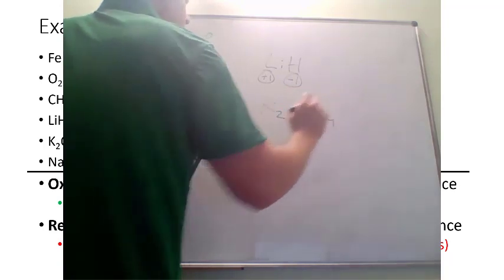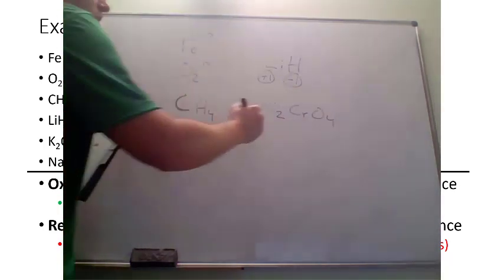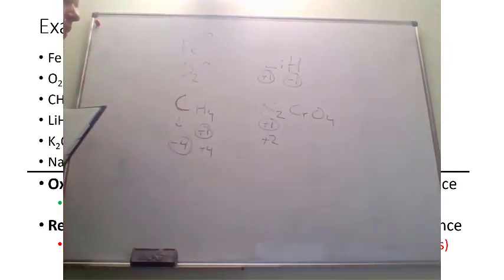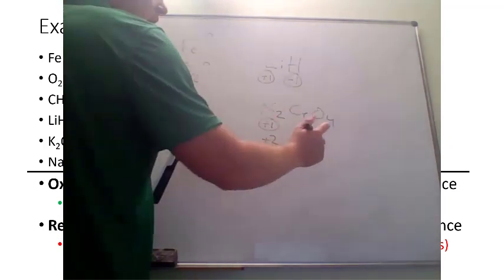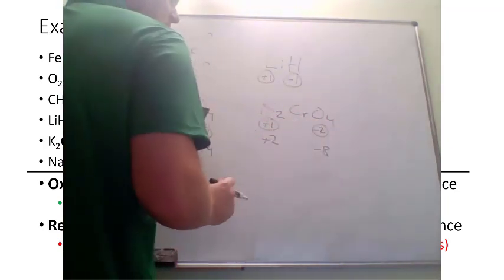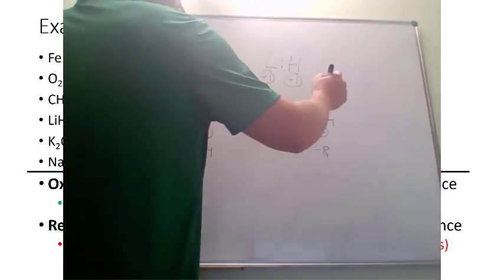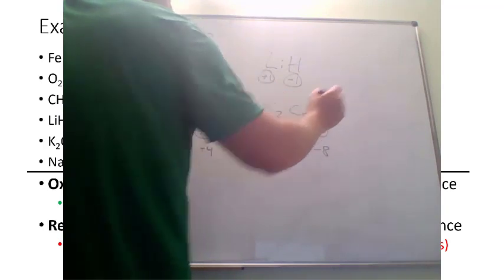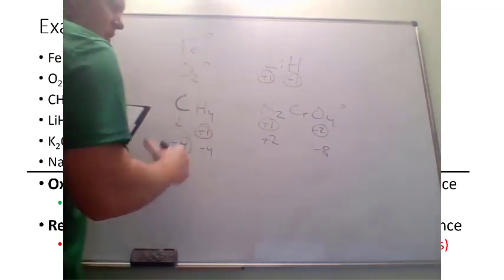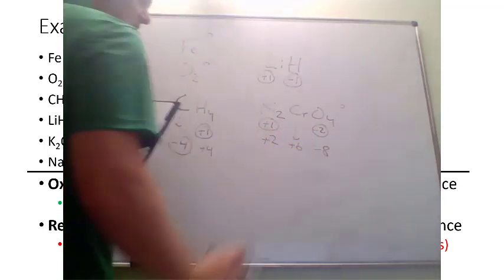K2CrO4. Potassium is an alkali metal, so each of those is going to carry a +1. So since we have 2, we have an overall +2 oxidation number. Each of our oxygens is going to carry a -2. Since we have 4, we have -8. And we know the overall charge on this salt here is going to be a 0. So this chromium here has to add with our other oxidation numbers to get 0, which means that it has to be a +6.